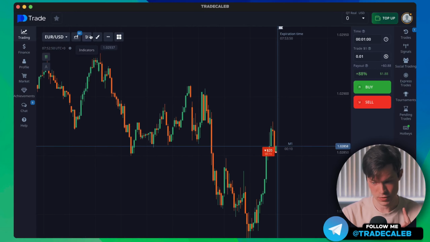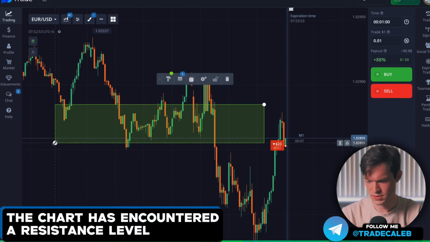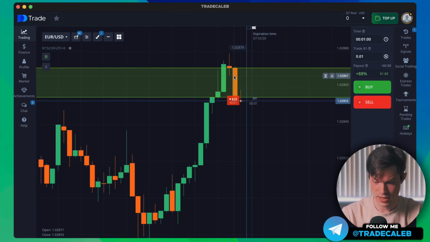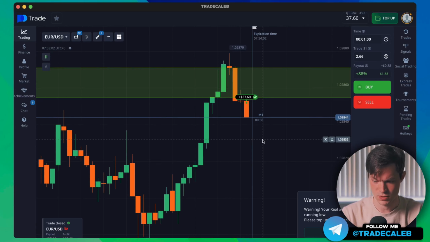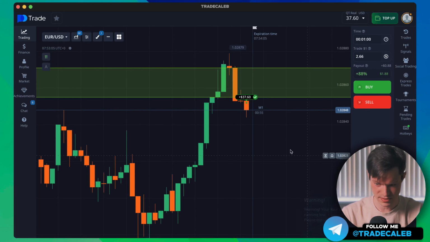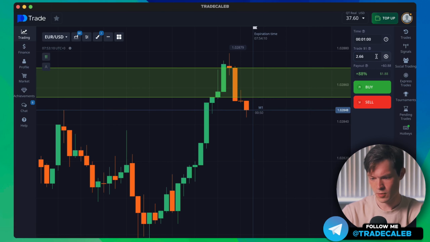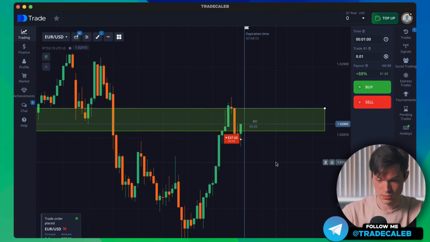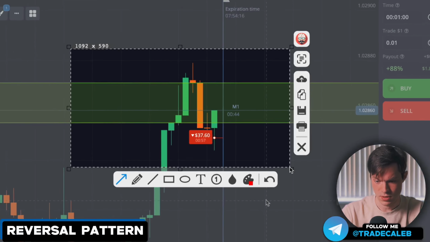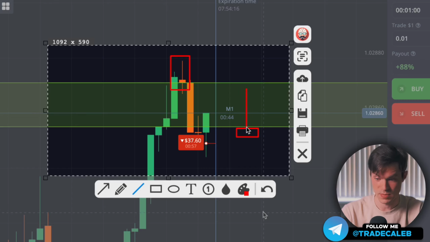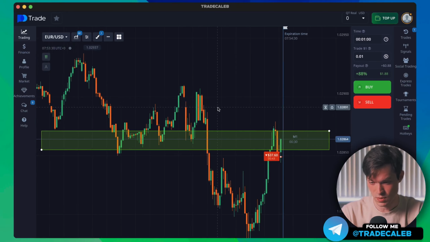Now we're making the first trade, as the chart has encountered a resistance level. We can also visually draw it on the platform, and plus we have a candlestick pattern with a Doji candle at the top. You can see how risky the trade is. We put 100% of our balance again and continue trading on the downside, because here we have a reversal pattern. Here we have a Doji candle, which has a small body like this and a big shadow pointing upwards. Well, it also has a small shadow like this on the bottom.